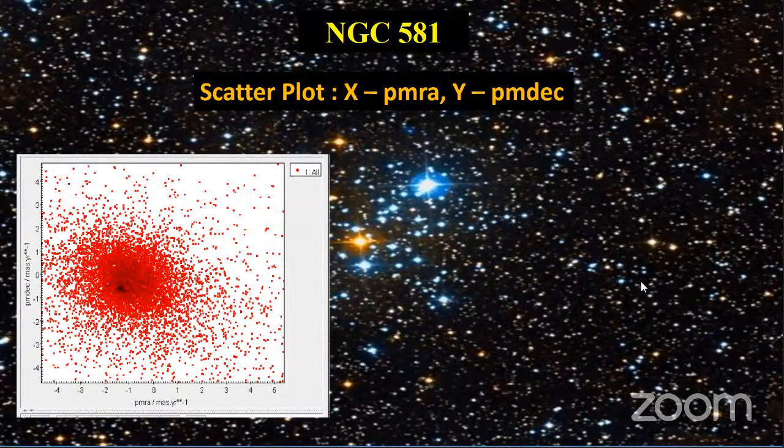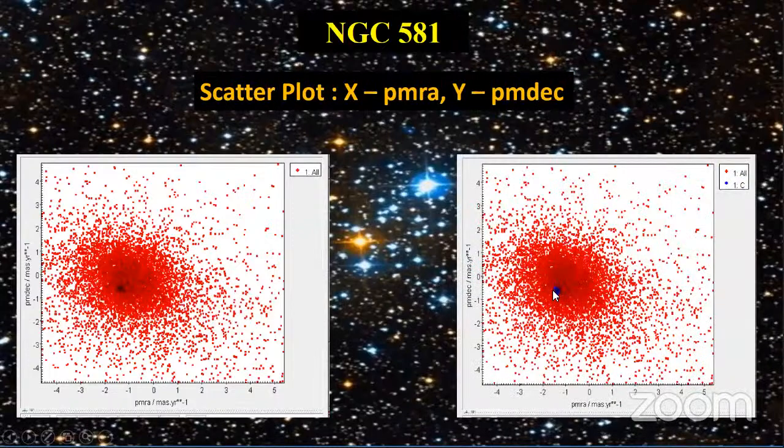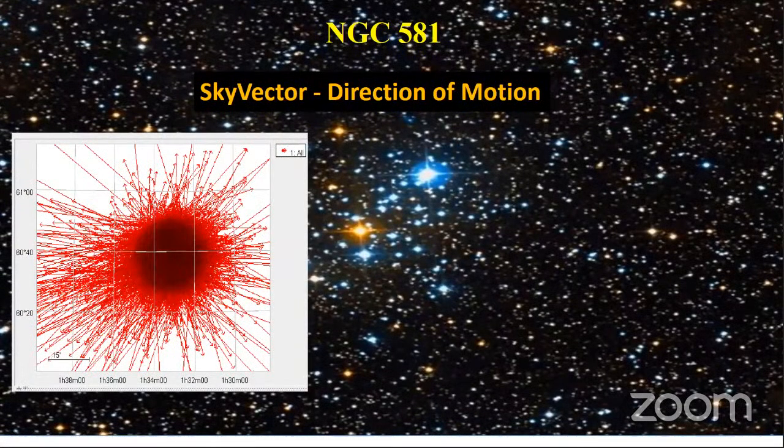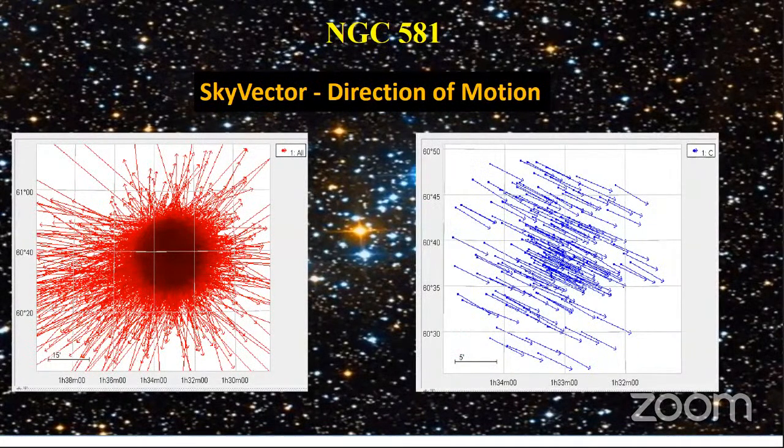So here it is, the region I've selected in blue. After selecting the region, I made the sky vector plot, where we can see all the stars are moving in random directions. But if we look at the selected region, all these stars are moving almost in the same direction. From which we can conclude that at least most of them are cluster members.